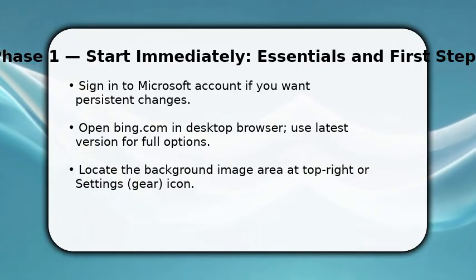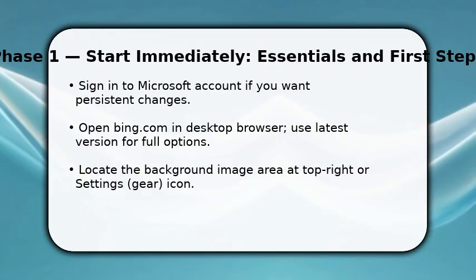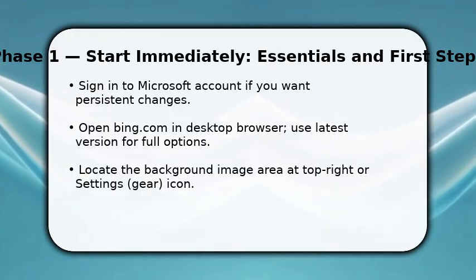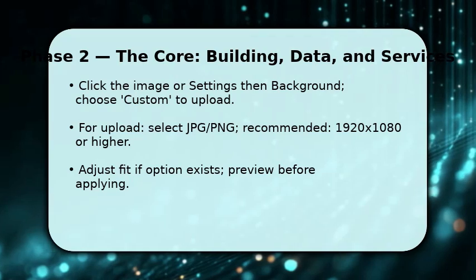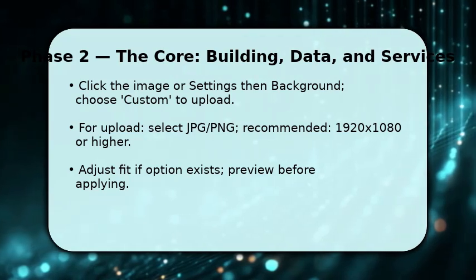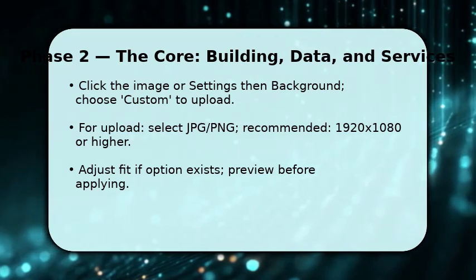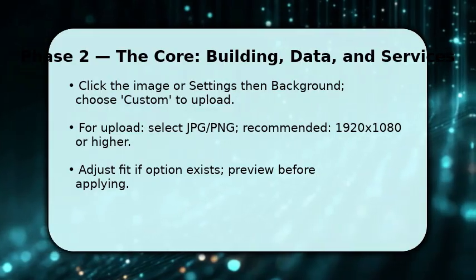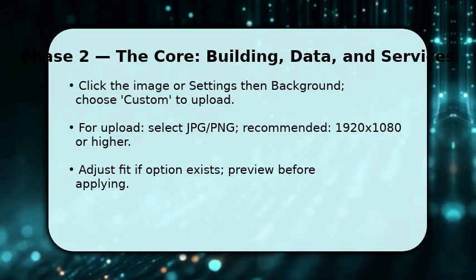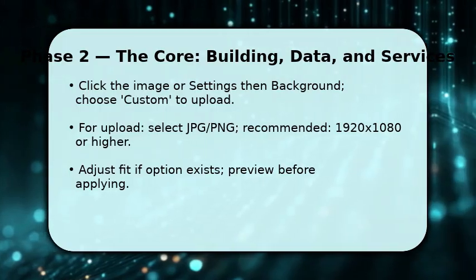Next, prepare the image you want saved on your computer or decide to select one from Bing's curated images. Now proceed to change the image itself. Click the current background or open settings and pick background, then choose custom to upload your own photo. Browse and select a JPG or PNG file.